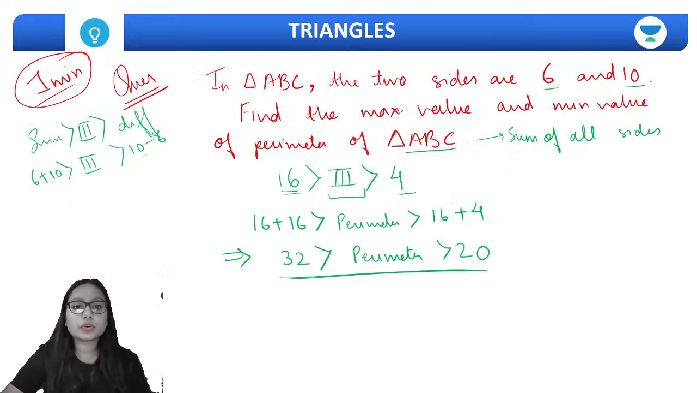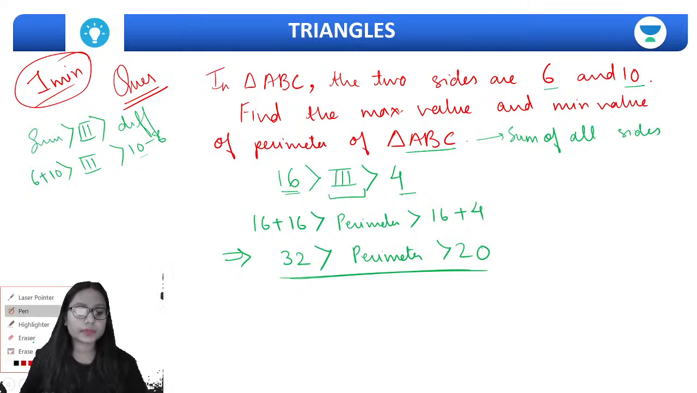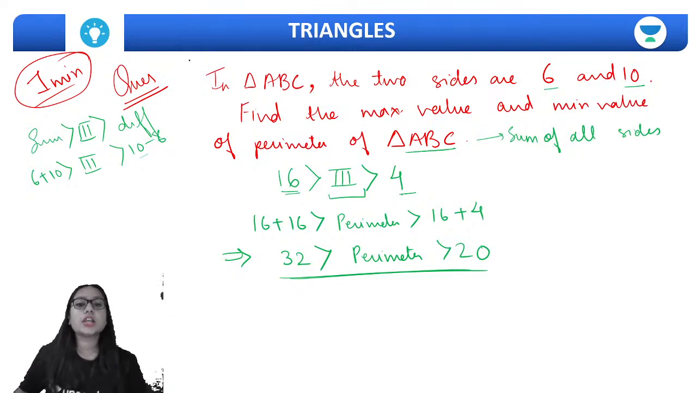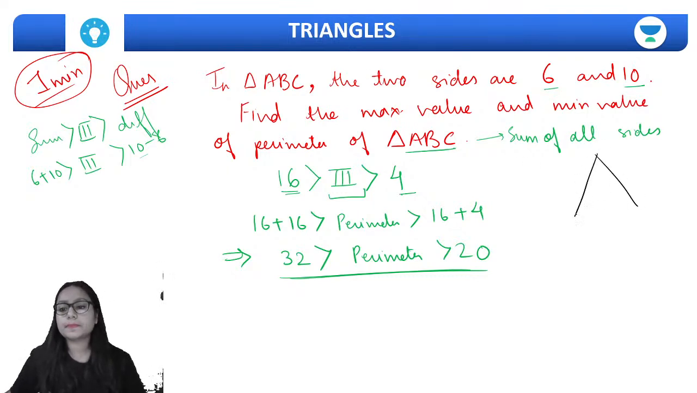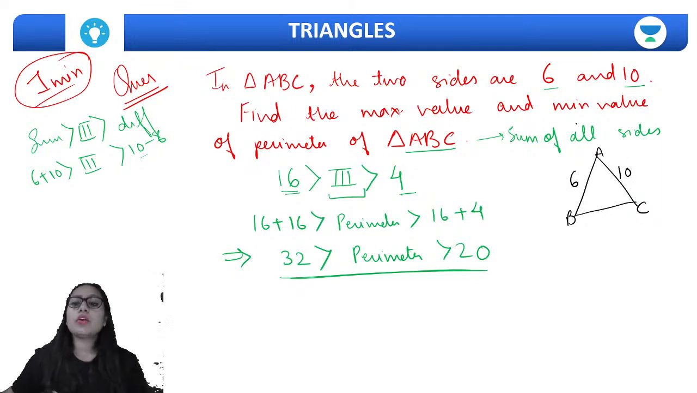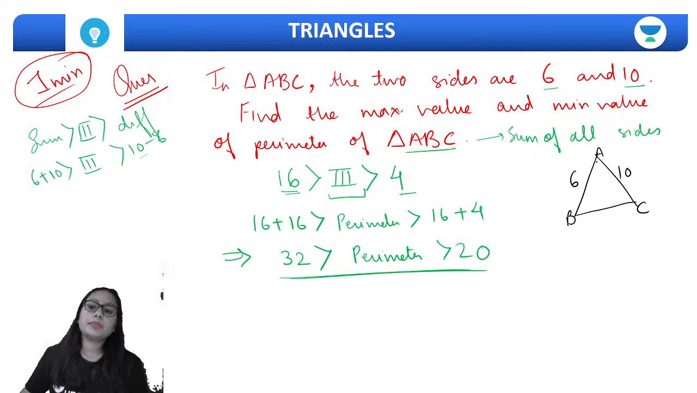Okay, so you want me to repeat this question? I will repeat this question. Let us do this question again. In this question it was given that there is a triangle ABC. Two sides of this triangle are given to be 6 and 10. Now we have to find the maximum value for its perimeter and the minimum value for its perimeter.